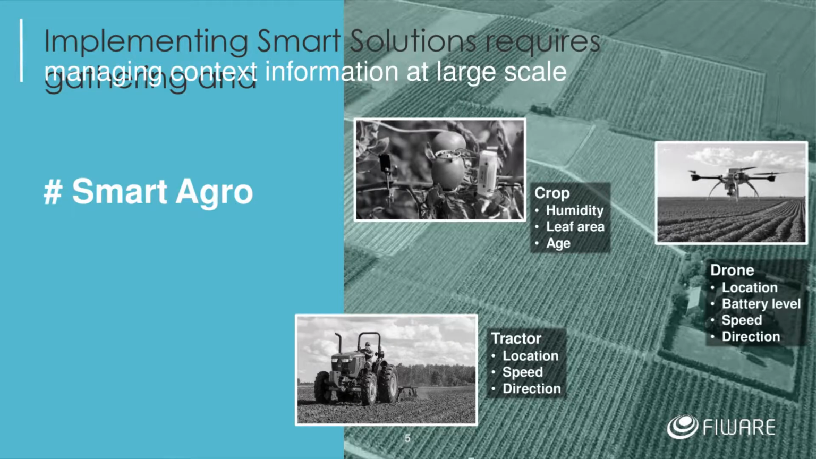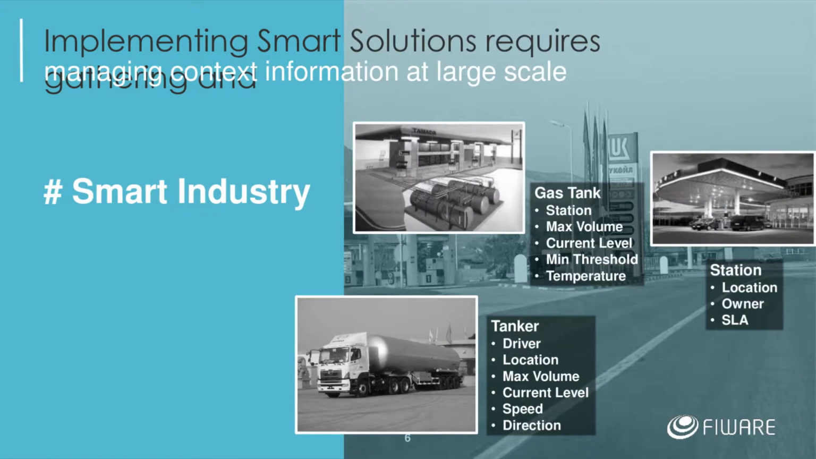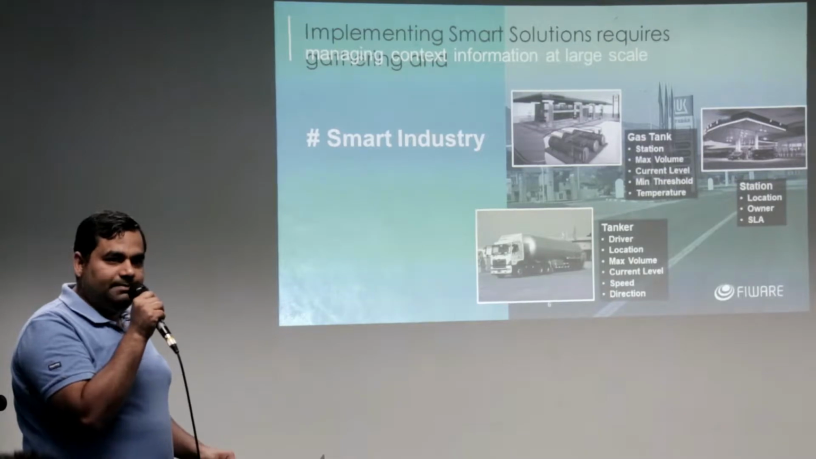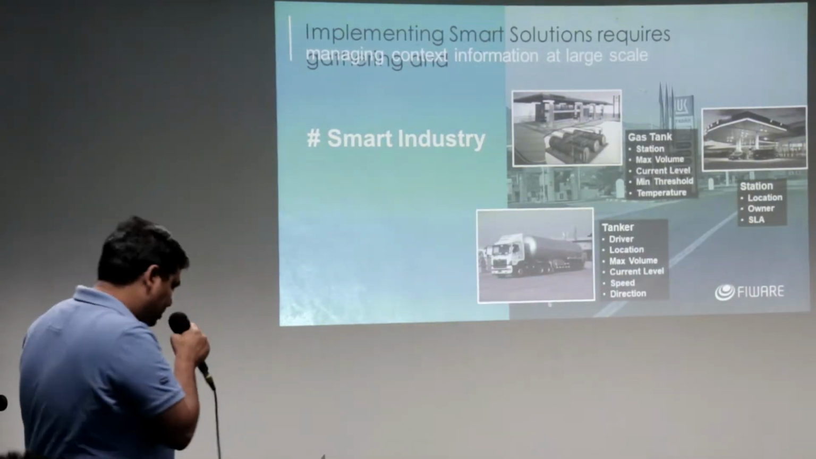Similarly, you can do it for smart agri. You could have a crop with humidity, leaf area, age, a tractor with location, speed, and direction, a drone like this. For smart industry, you could have a gas tank, a tanker, a station. The tanker could have a driver, location, max volume, current level, these kinds of attributes. So you can express it very easily. You can connect your sensor very easily, and then you can connect with FIWARE.